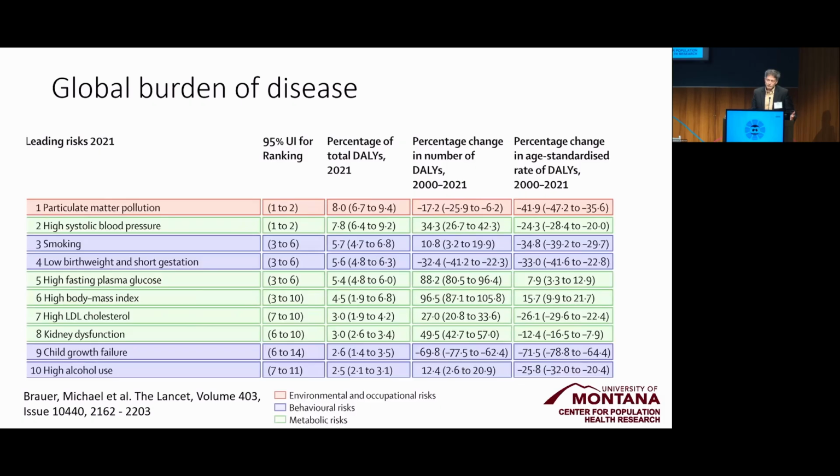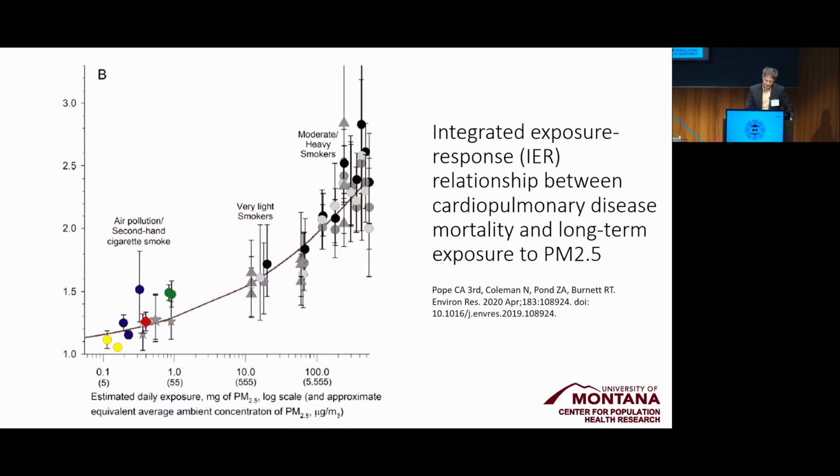Among these, I just pictured the top 10 in this figure, but particulate matter air pollution is, and has been for quite a while, leading the way in terms of overall disability adjusted life years. That, as you can imagine, is not because of lung cancer mortality. It's from other things, and predominantly it's from cardiovascular and cardiopulmonary morbidity and mortality.